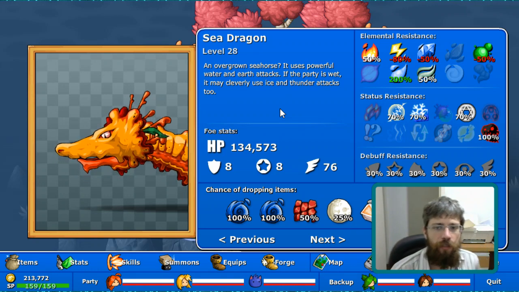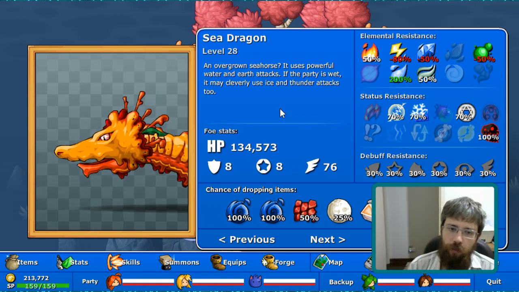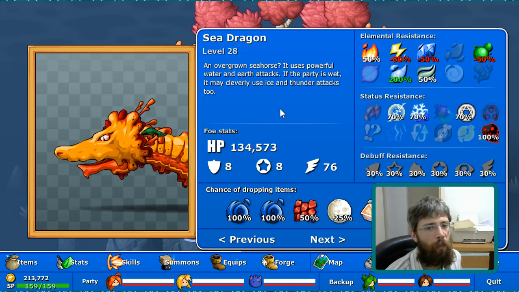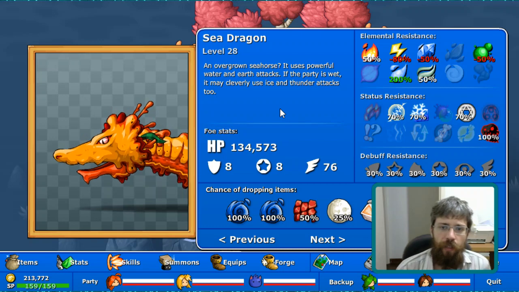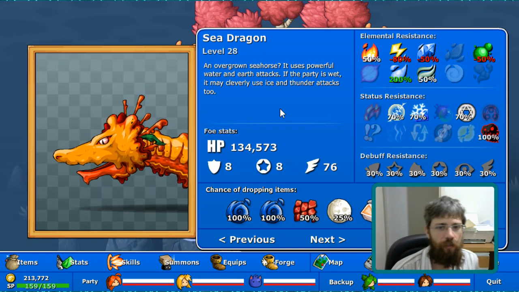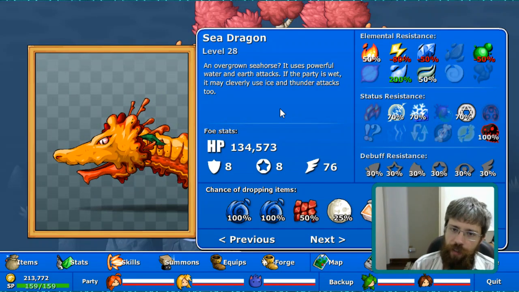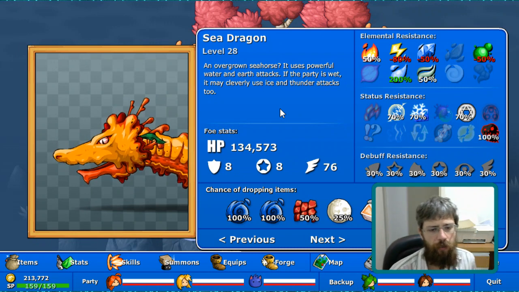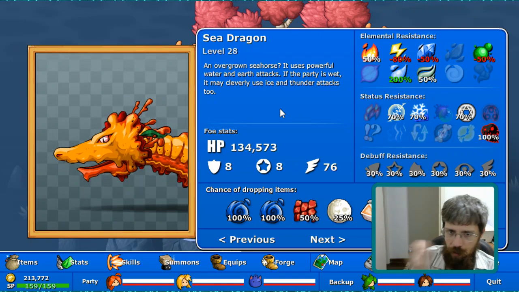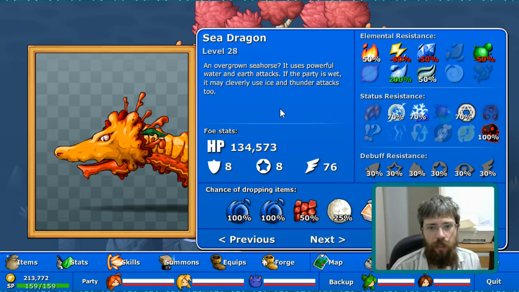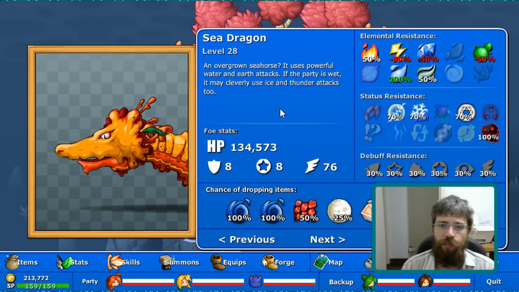Uses powerful water and earth attacks. If the party is wet, it may cleverly use ice and thunder attacks. True. So thinking on the game design, water and earth, on the design of this game as I interpret, they're usually attacks that are more like physical damage and strong by themselves, that you don't combo with other stuff, especially earth.